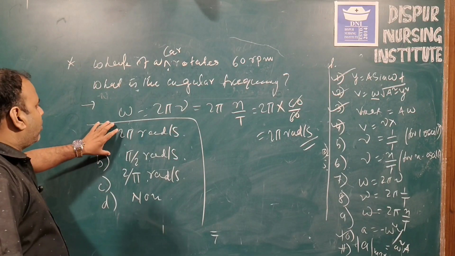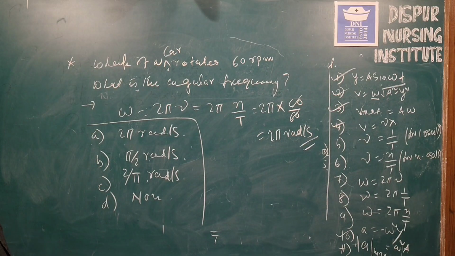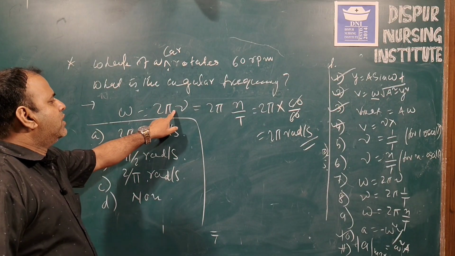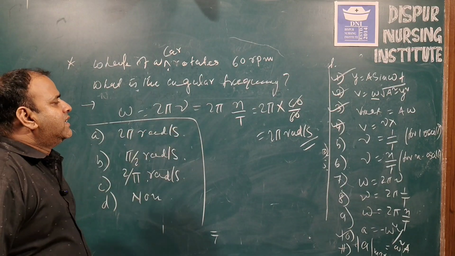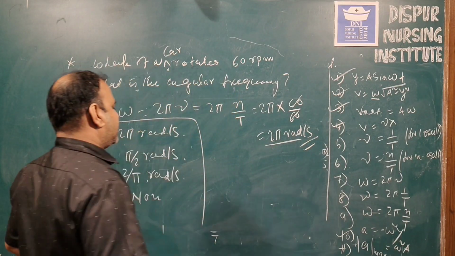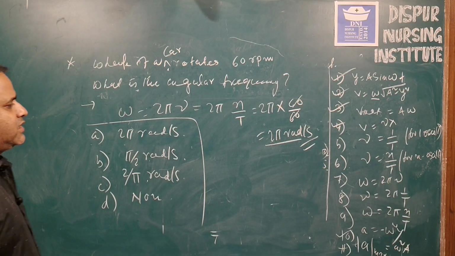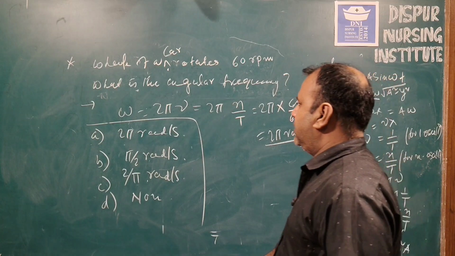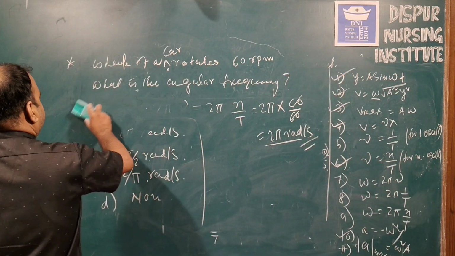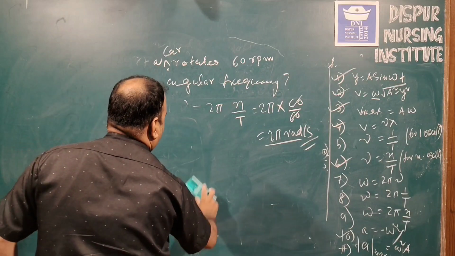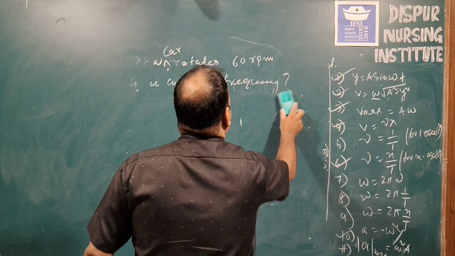Now one thing you always remember, in this case we have used this formula: omega is equal to 2 pi nu, which is equal to 2 pi n by t. That means the final formula we are getting is 2 pi radian per second. Next you can see this formula is over. It is given the number of rotations, so in case of one rotation it will be 1, and in case of n number of rotations it will be n.